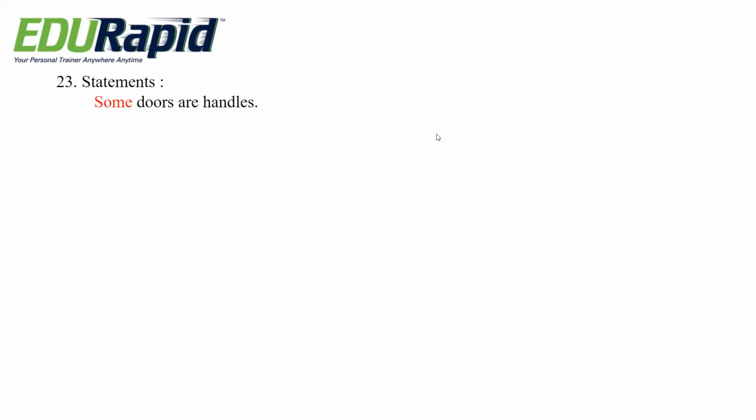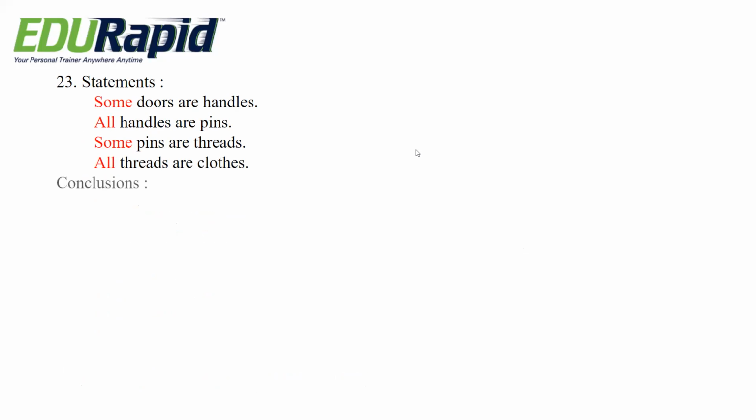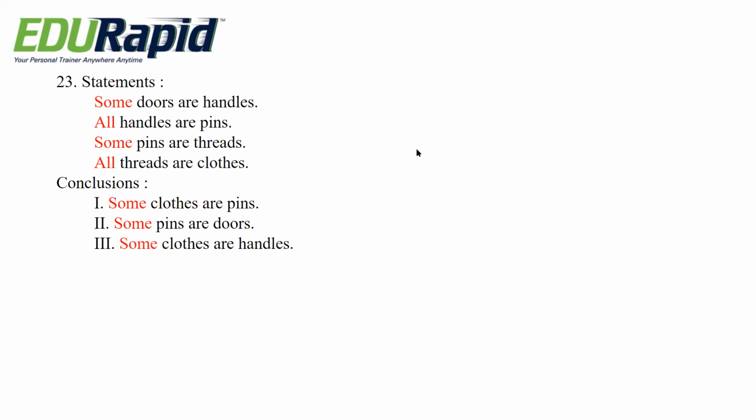Statements. Some doors are handles. All handles are pins. Some pins are threads. All threads are cloths. Conclusions. Some cloths are pins. Some pins are doors. Some cloths are handles. Some cloths are doors. Options.